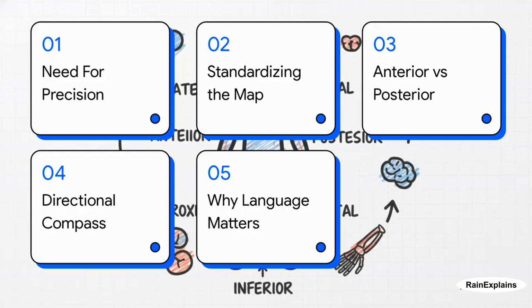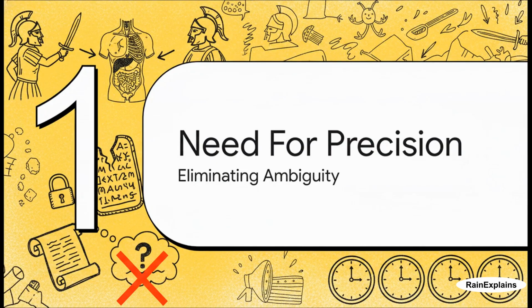Okay, let's dive into this. Here's our agenda, which is basically going to act as our legend for navigating the body's geography today. First, we'll cover the need for precision. Second, standardizing the body map. Third, anterior versus posterior. Fourth, expanding the directional compass. And finally, why this language matters. Section 1. The need for precision, eliminating ambiguity in medicine.